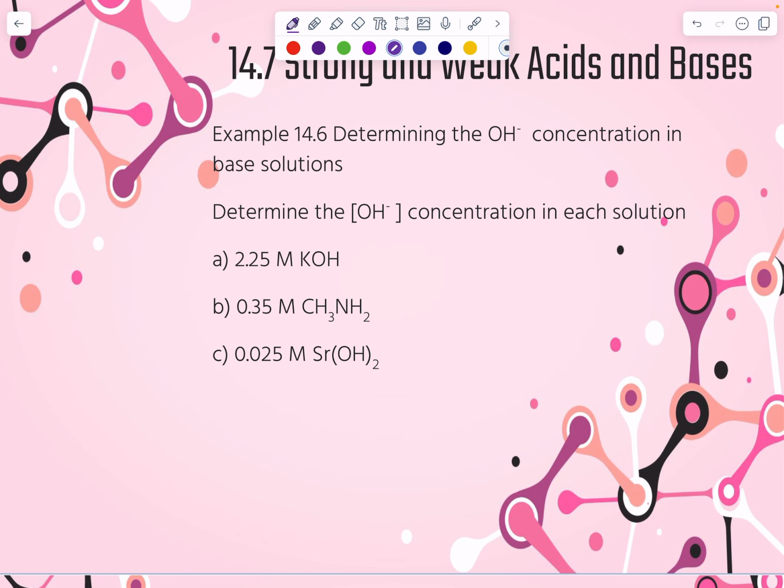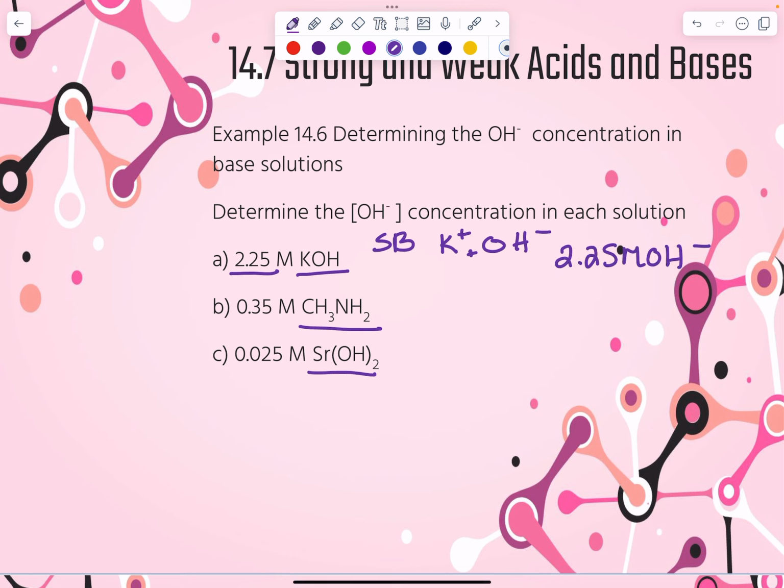So this question says, determine the OH minus concentration in basic solutions. So I have to look and see, are these strong bases or weak bases? KOH is a strong base, so it completely dissociates into K plus and OH minus. So if it's 2.25 molar KOH, it's 2.25 molar OH minus. This one right here is not a strong base, it's a weak base. So there is a number, and we can figure this out, but not this year. So we would say we can't know that right at this time without more information.